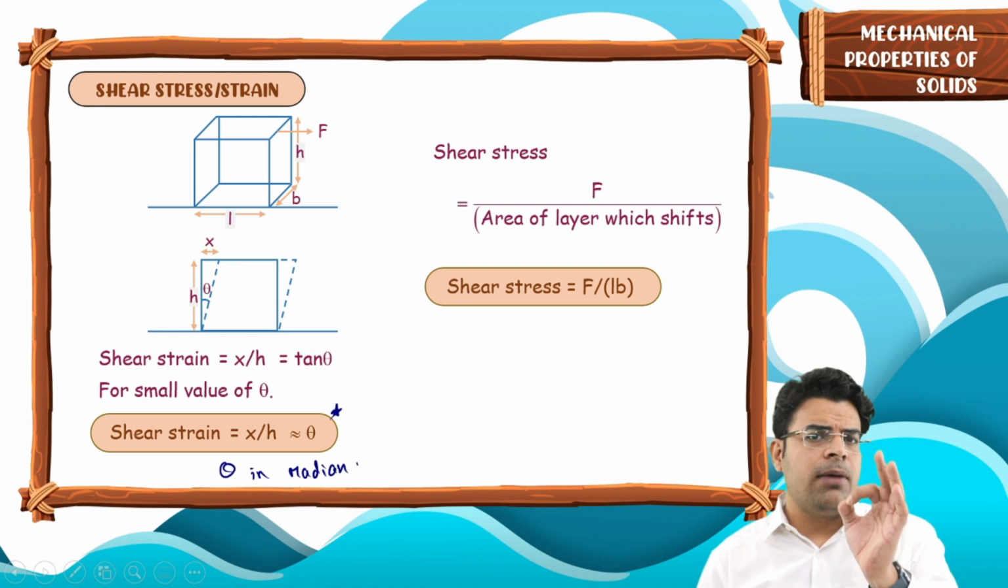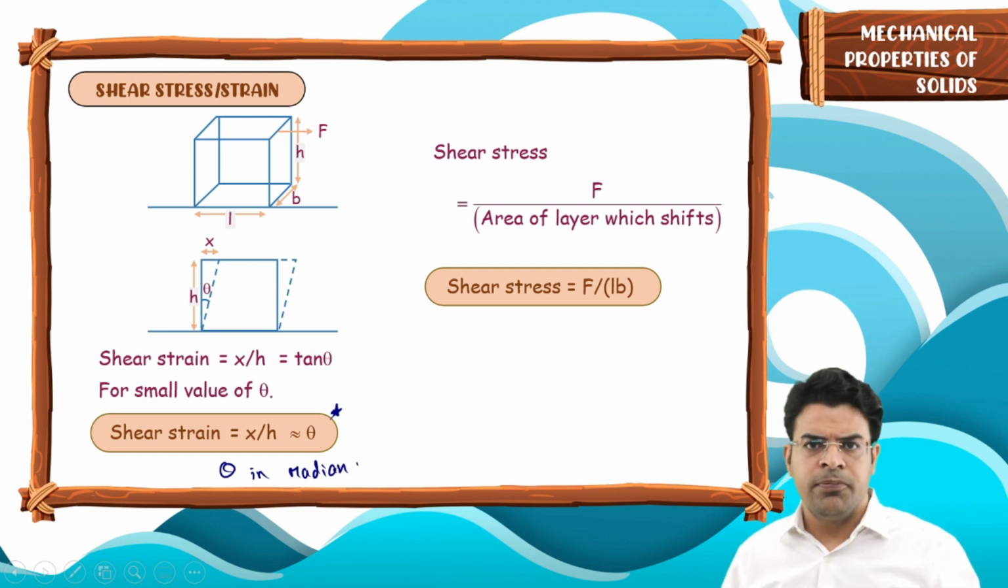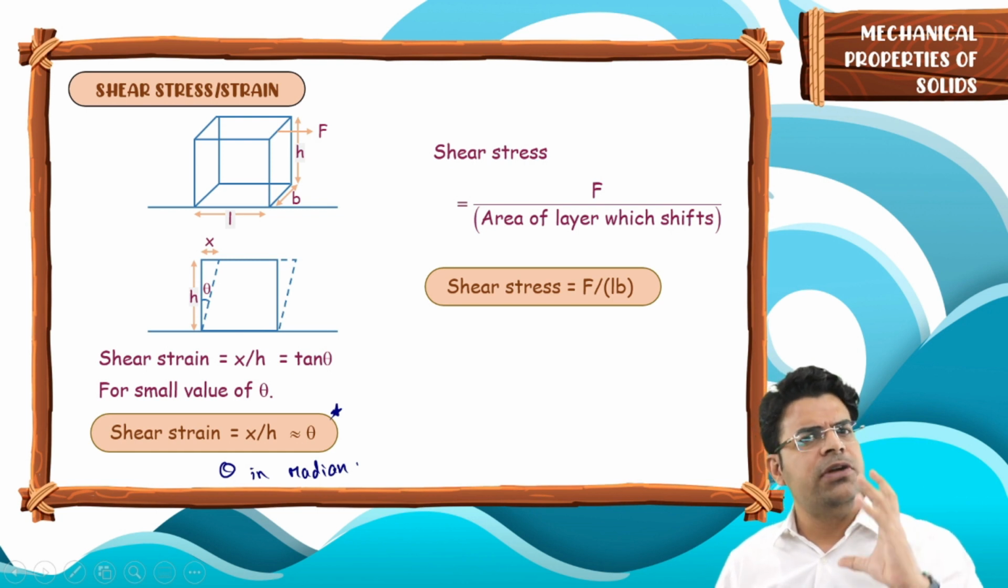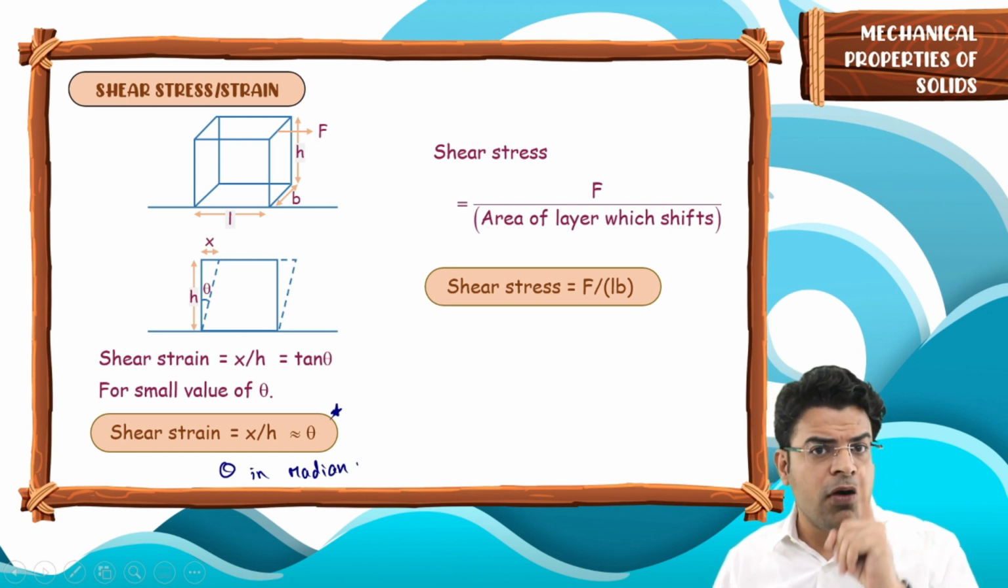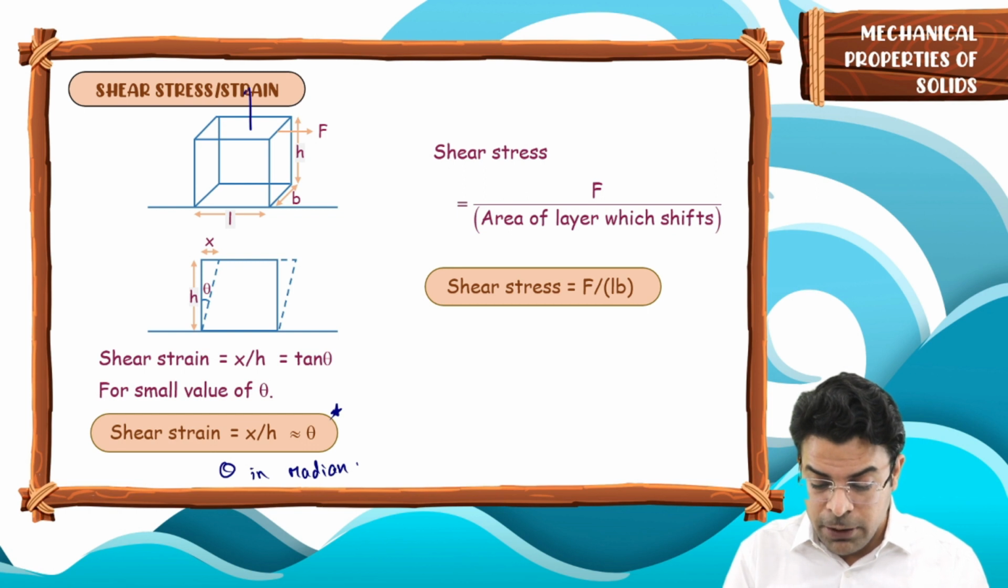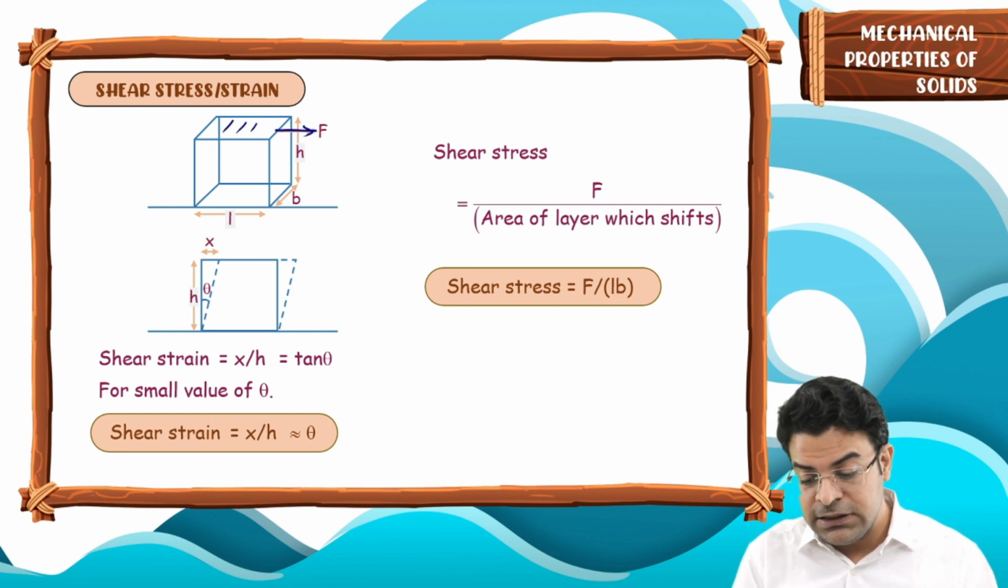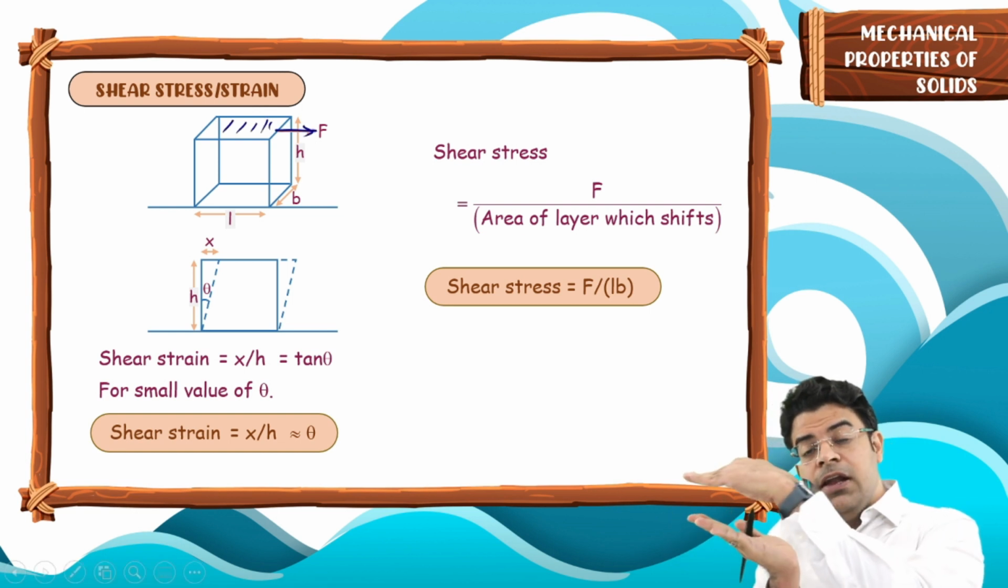So we have talked about longitudinal stress, longitudinal strain. We have talked about shear stress, shear strain. So what is the difference between longitudinal and shear? In case of longitudinal, the force acted perpendicular to the cross-sectional area. In case of shear, the force acts parallel to this same layer. So it tries to move it layer by layer.